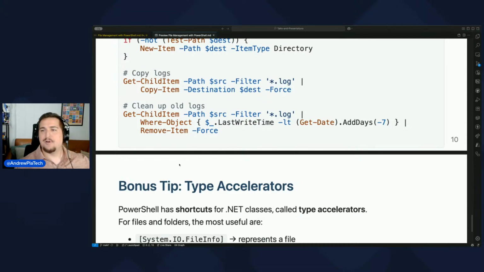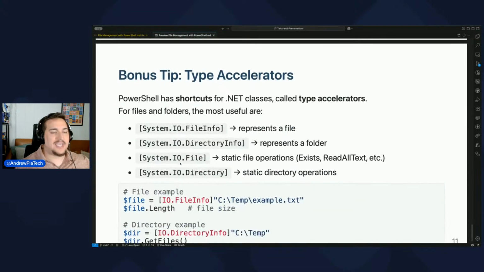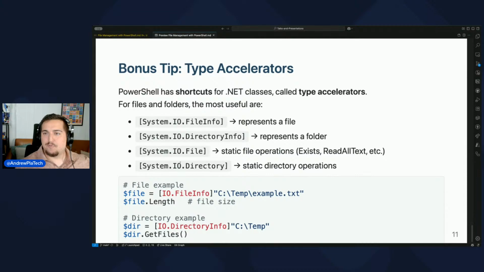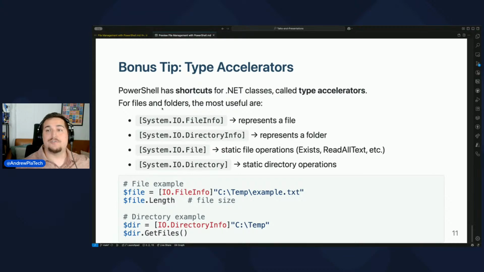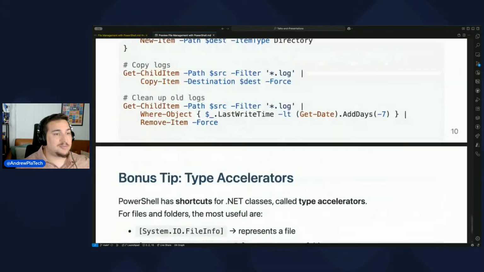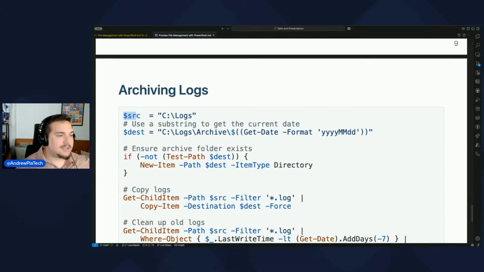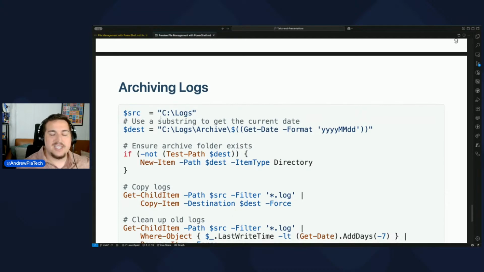All right. Bonus tip: type accelerators. If you are here for the more beginner stuff, you don't need to pay too much attention here. But there's this thing called type accelerators. If you are doing a script and you have a variable, like what we did right here, this src equals a file path, when we run this it's actually just a string. If we were to use a type accelerator, like we're about to see, it would make sure that it's not only valid, but it would give us the object that we're going to be dealing with.